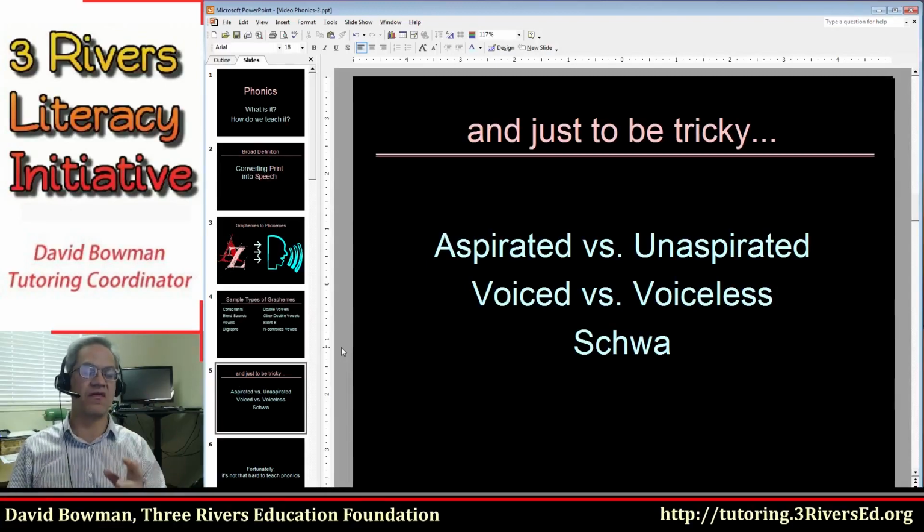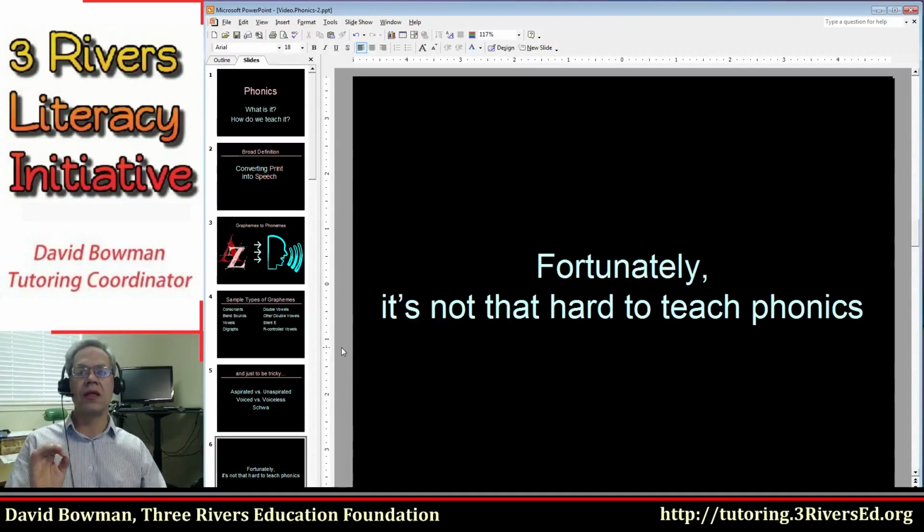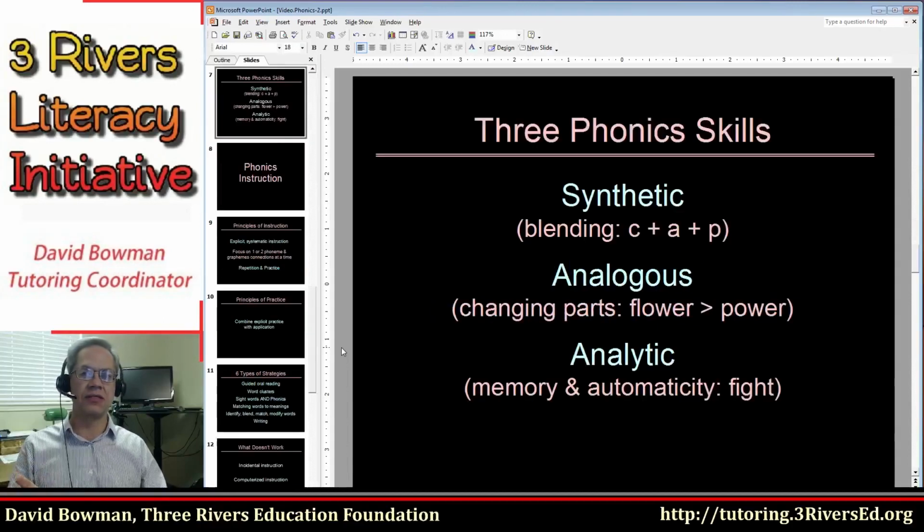It's a fairly sophisticated mental process then, as you can see, of turning print into speech. But fortunately, the actual instruction in phonics is not really all that complicated if we understand the three major phonics skills that students need to learn.